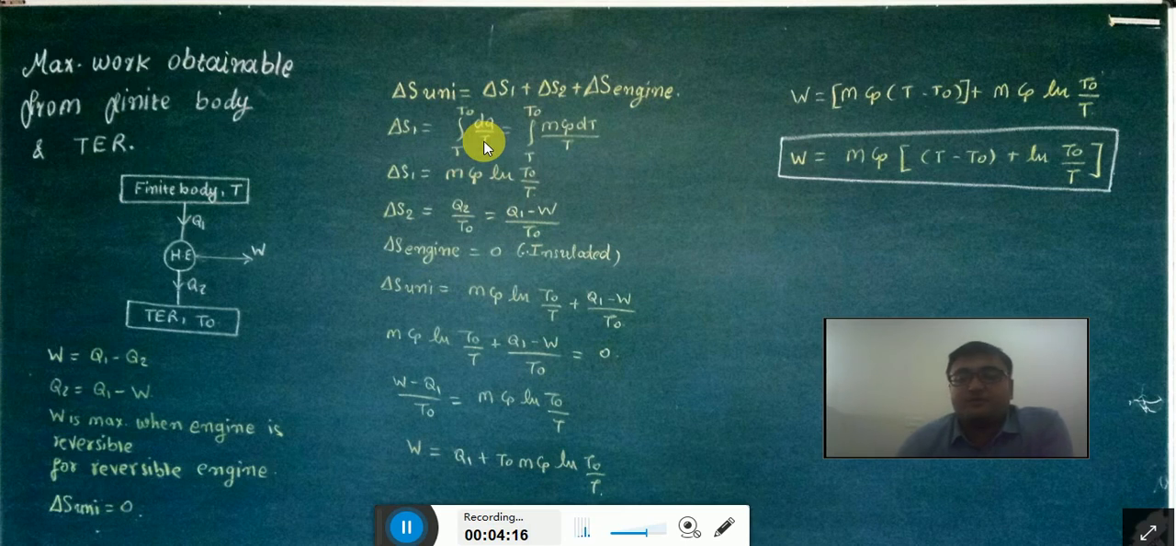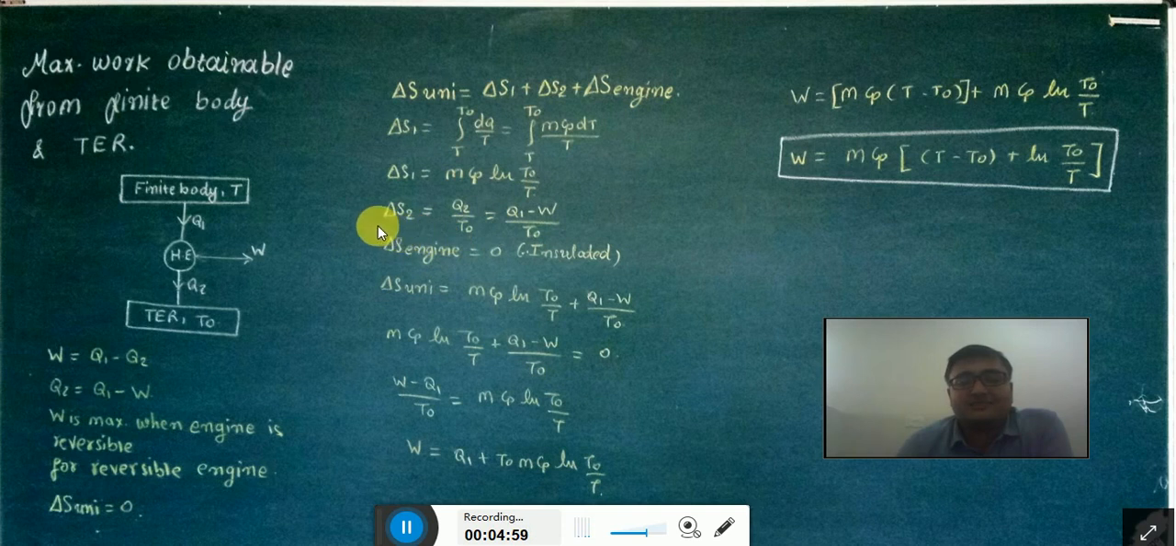So this is the equation of the finite body, and the basic difference between the finite body and the thermal energy reservoir. Many a time students have difficulty understanding this entropy principle, just because of this concept. Whenever we are using a thermal energy reservoir, we are not integrating from T to T0, because it is at a fixed temperature. There is no change in temperature as per the definition of the TER. By absorbing or rejecting a finite amount of heat, its temperature does not change. So the temperature is fixed.